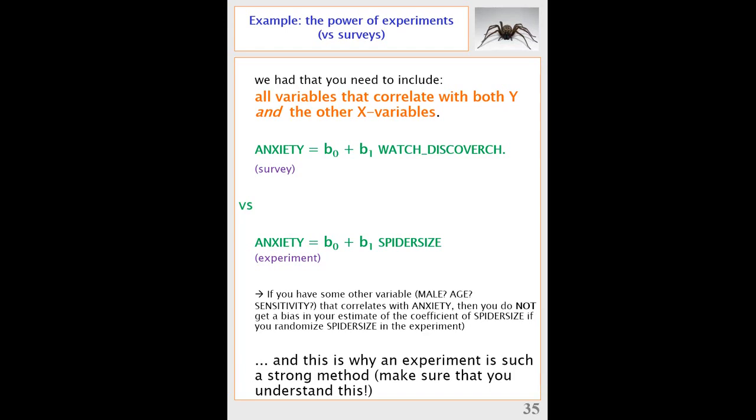If this is the spider size example that I had, and I'm interested in this B1 now, this correlates with nothing else. So for the estimate of that B1, there's no need to bother with lots and lots of other variables. This is why experiments are so strong in method, and why there are so many parts of science where it's difficult to proceed.